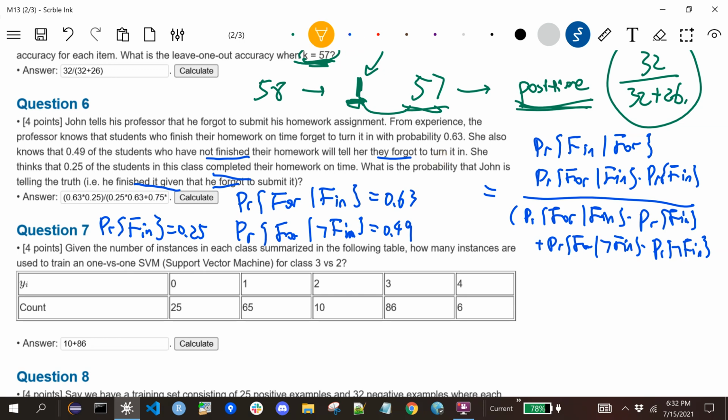So now the question is, do I know all of this? So yes, this is just 0.63. This is 0.25. These two are the same, 0.63 multiplied by 0.25. This one is given as well. This one is just 1 minus 0.25. So we get all the numbers, you just type the expression in.